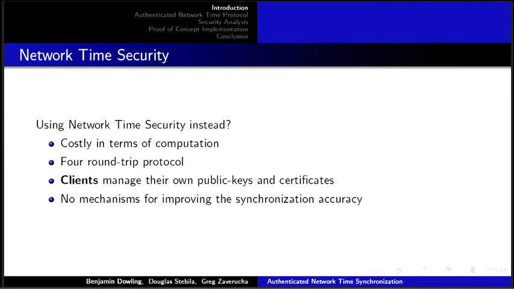As we'll see on the next slide, it inherits a lot of the design decisions from AutoKey, which requires clients to manage and maintain their own public keys and certificates. It doesn't allow for parties to remove cryptographic delay, and it's unnecessarily expensive on the server side in terms of public key operations. And in addition, when we initially analyzed the network time security protocol, when we were first writing this up, there were also downgrade style attacks on the negotiation of cryptographic primitives.